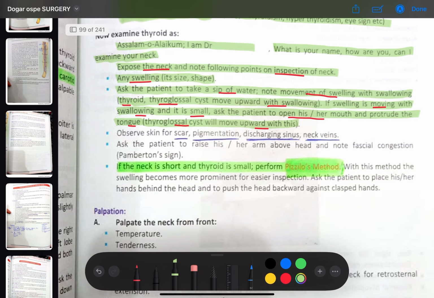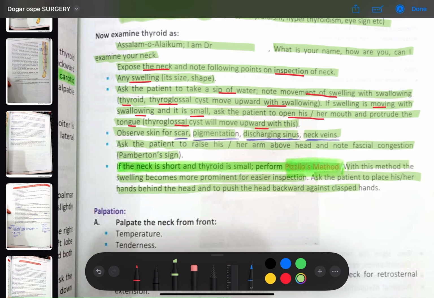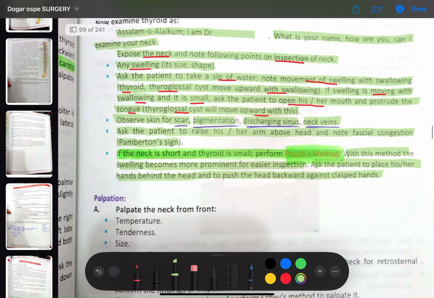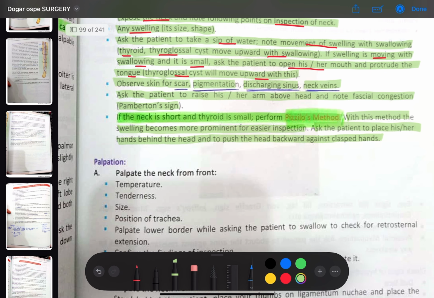After this step, observe the skin for scar, pigmentation, discharging sinus and neck veins. Then ask the patient to raise his or her arm above the head and note facial congestion, that is Pemberton's sign. If the neck is short and thyroid is mild, perform Pizzillo's method. With this method, the swelling becomes more prominent for easier inspection. Ask the patient to place his or her hands behind the head and to push the head backward against clasped hands. So this was all the steps that is performed during the inspection.